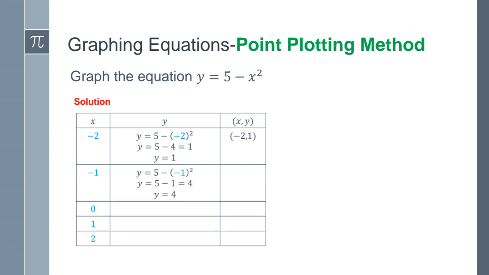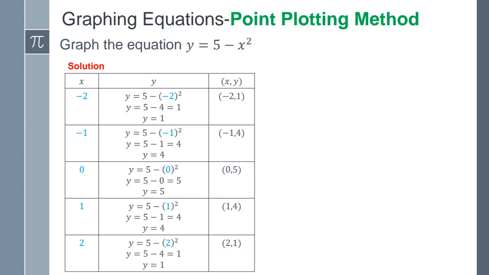Okay, when x is equal to -1, my y value is 4. So my ordered pair is -1, 4. When I plug in 0 for x, I get a y value of 5. So my ordered pair is 0, 5. When I plug in 1 for x, I get y equals 4. So my ordered pair is 1, 4. When I plug in 2 for x, my y value is 1, so my ordered pair is 2, 1.